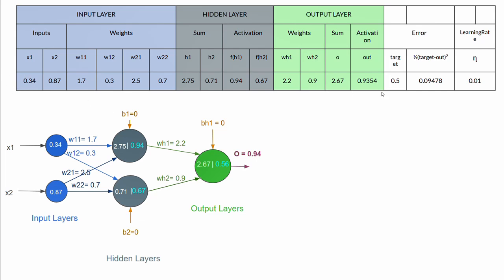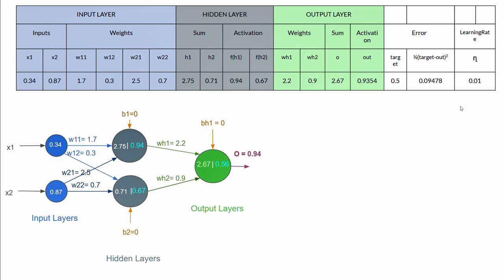Suppose the target value we input is 0.5, but we are getting 0.9. Then we say the error is this. The error is calculated using this formula, 1/2 of (target minus out) squared. And say we have used the learning rate eta equal to 0.01. So this is for the forward propagation.